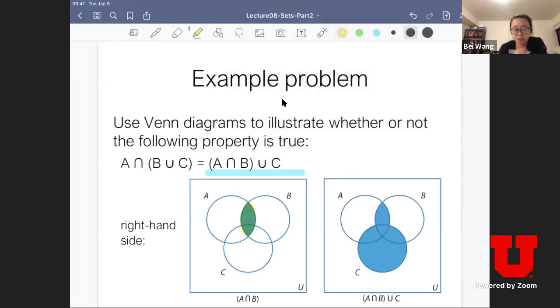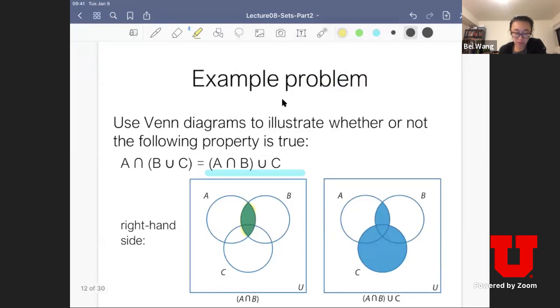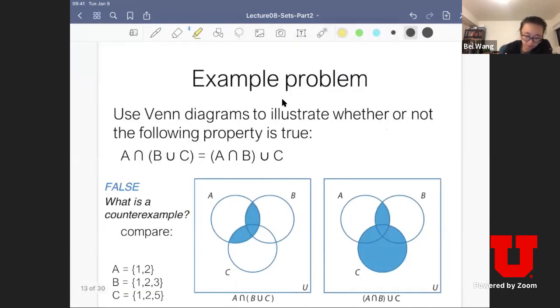So in some sense, if you compare those two, this is what the left-hand side looks like, this is what the right-hand side looks like. Of course, they are not equal. So this is actually not an equivalence. So the statement is false. So now the question is, can we think about a counterexample where, of course, this is not true?